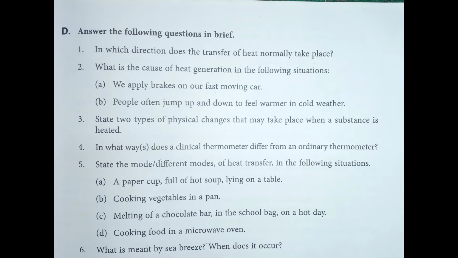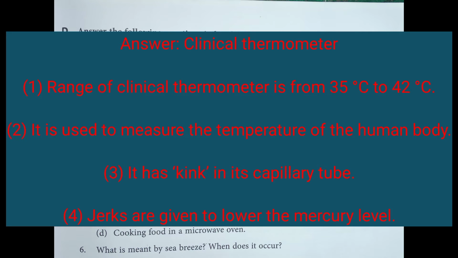Question number 4. In what ways does a clinical thermometer differ from an ordinary thermometer? Answer. Clinical thermometer. First, range of clinical thermometer is from 35 Celsius to 42 Celsius. Second, it is used to measure the temperature of the human body. Third, it has a kink in its capillary tube. Fourth, jerks are given to lower the mercury level.